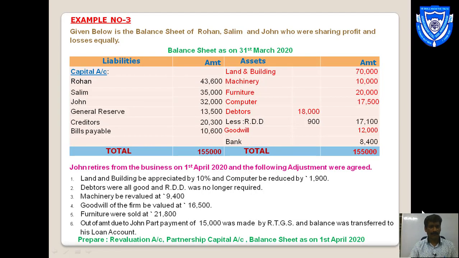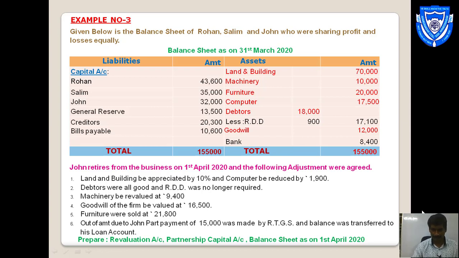After that, creditors and bills payable will be shown on liability side and we'll see it later on. So let us see asset side. Land and building is given, machinery, furniture, computer, debtors, goodwill and bank. Then some red marks are done to some heads. So let us see land and building be appreciated at 10%.